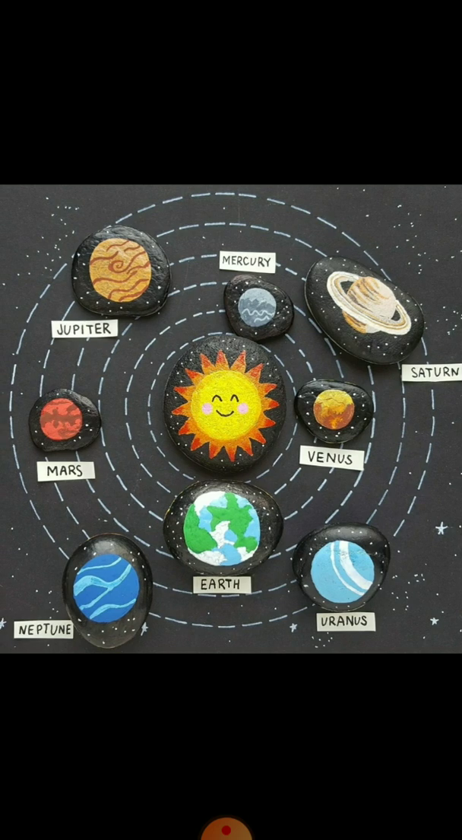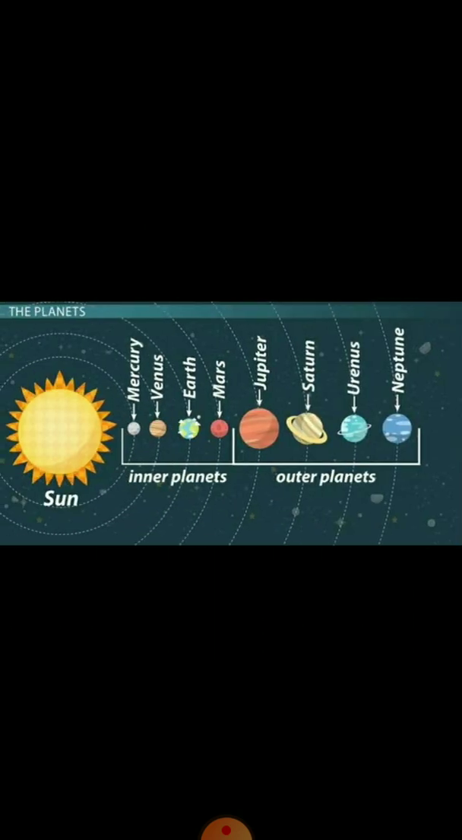The 8 planets are classified into 2 groups based on their distance from the Sun: the inner planets and the outer planets. Let's learn more about the inner planets, all of which are made up of rock and metal.